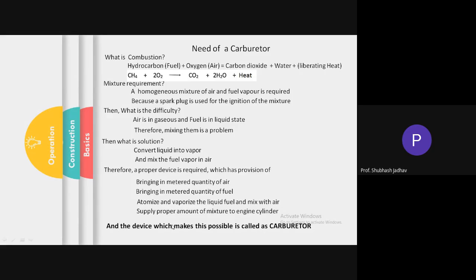Okay, and the device which makes this possible is what we call a carburetor. So here I expect that you have understood what a carburetor is. So basically, what is a carburetor? A carburetor is a device which makes the mixing of this particular air and fuel possible by ensuring the proper amount of air and the proper amount of fuel. Okay, so that is very important.